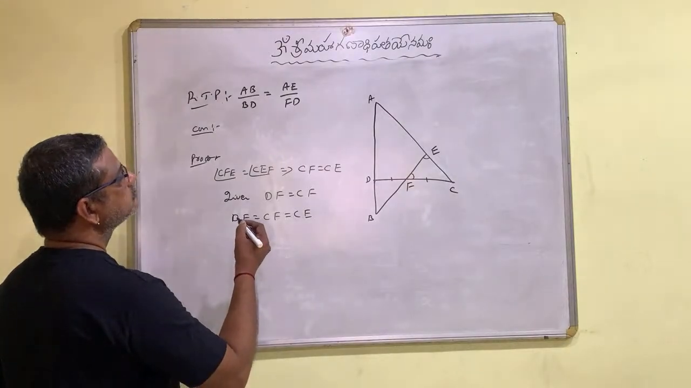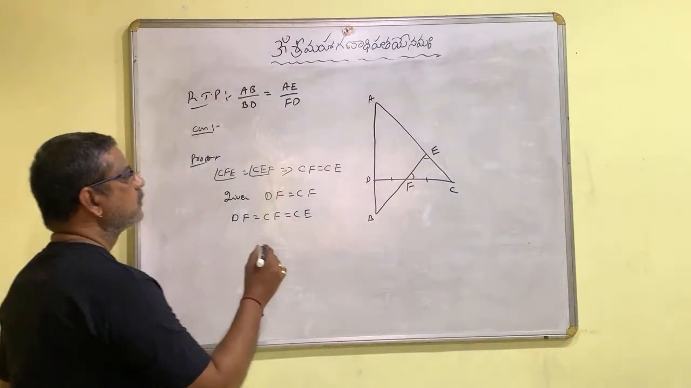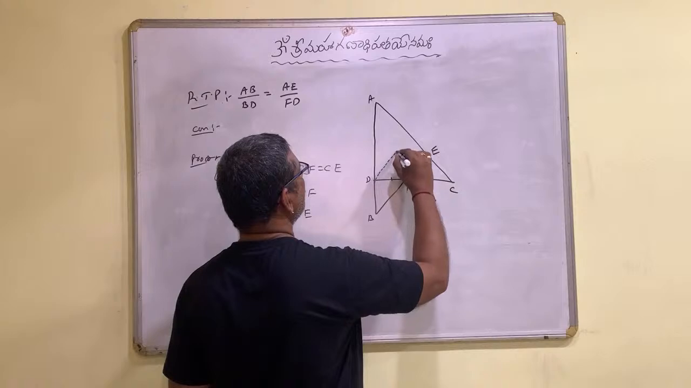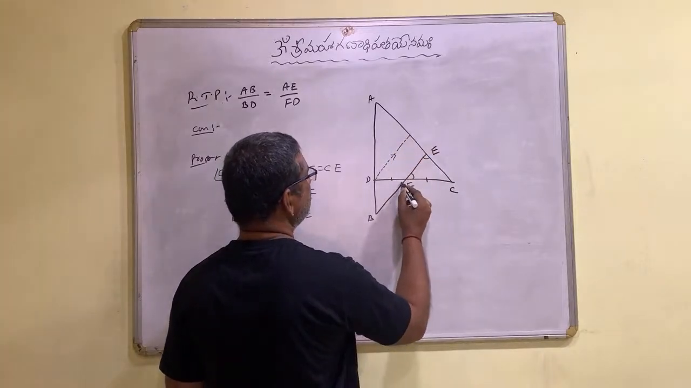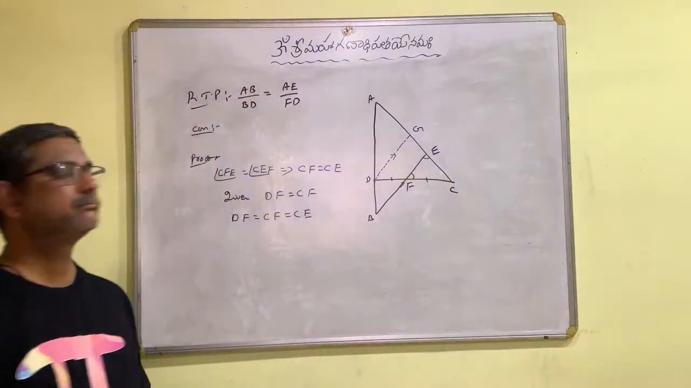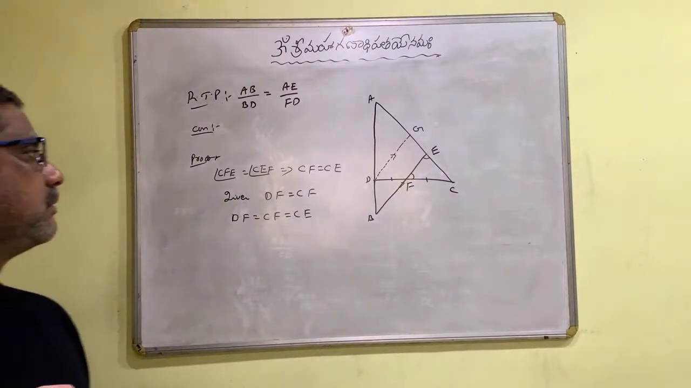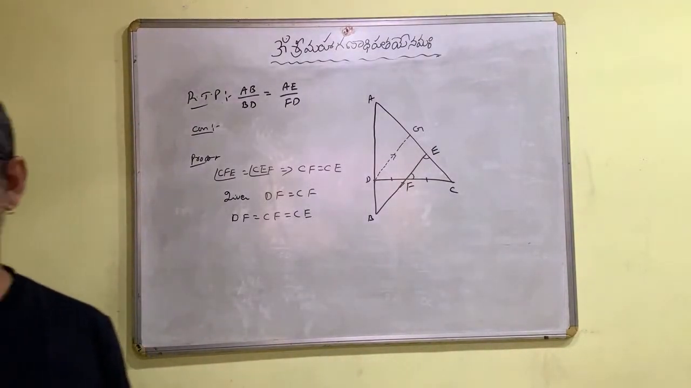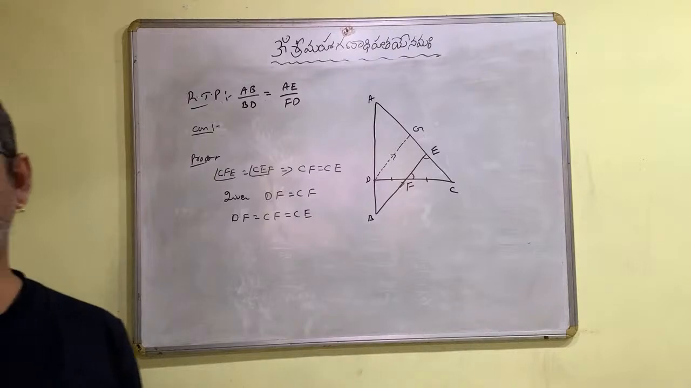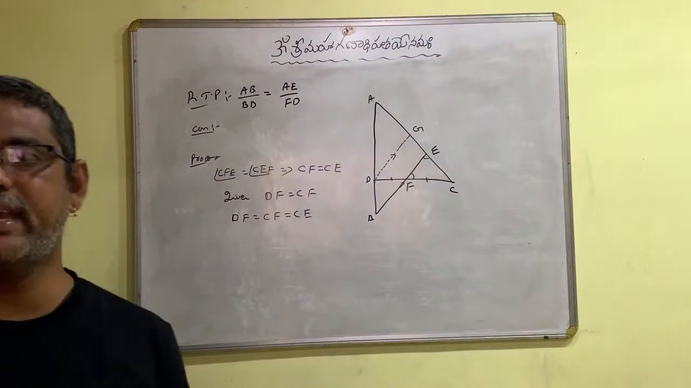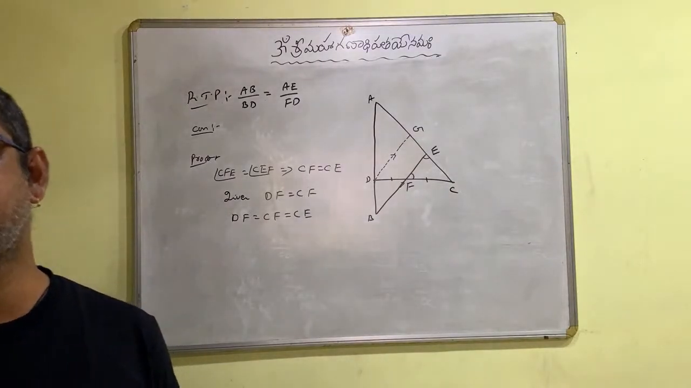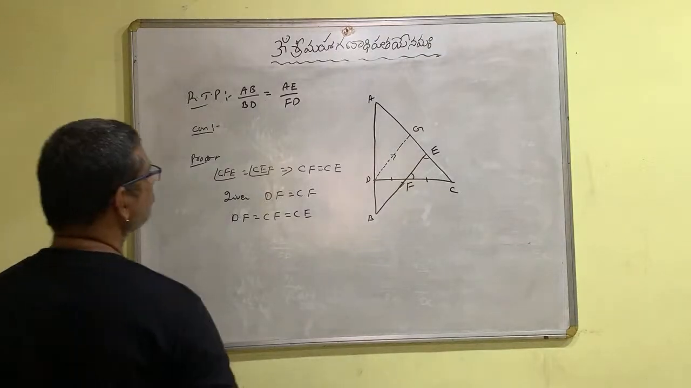What will I do? Through D, I will draw a line parallel to BE intersecting AE at one point. Call that point G. Okay.